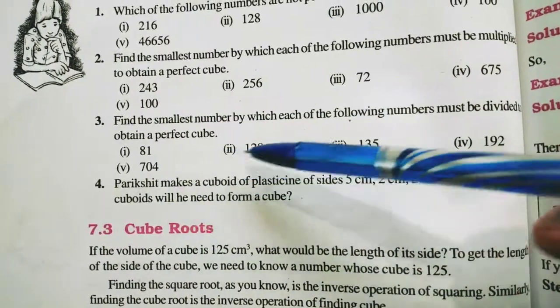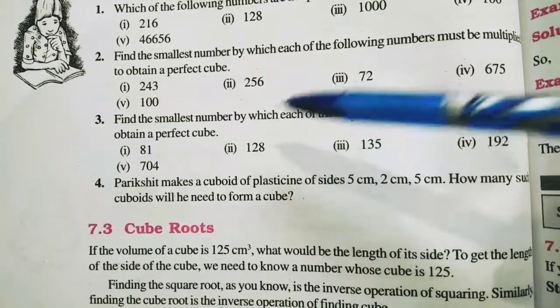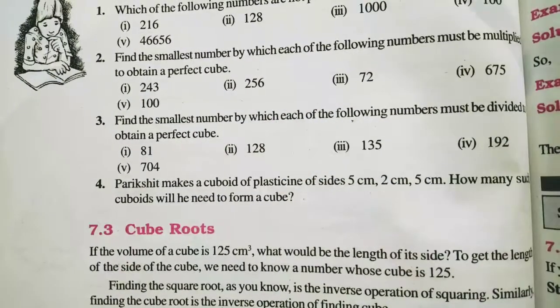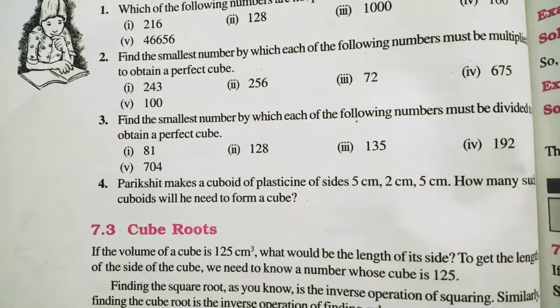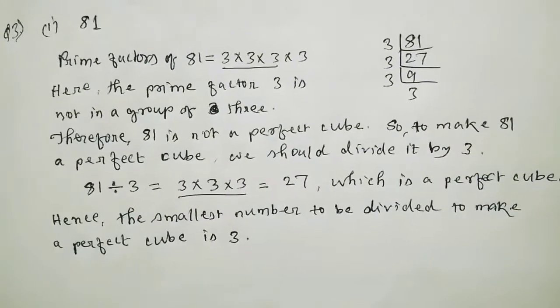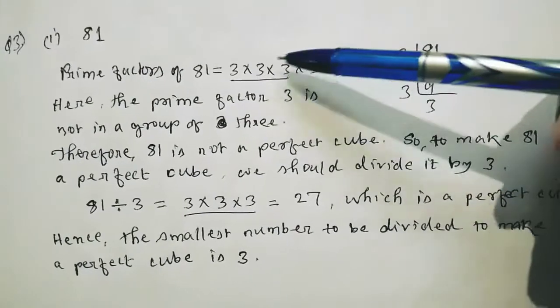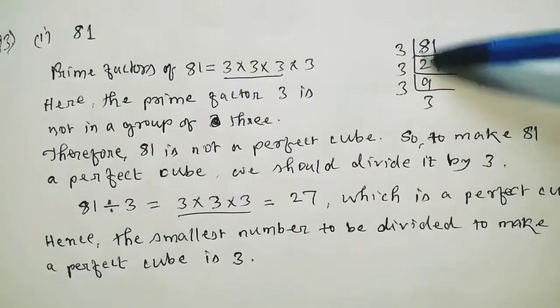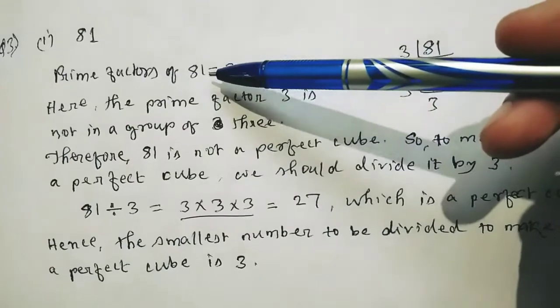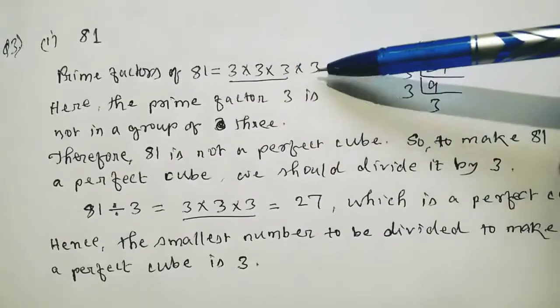That means these numbers are not perfect cubes. You have to find which number to divide by to make it a perfect cube. Okay, so let us do it. Now students, here you can see question number 3, part 1, 81. So here first of all you have to find the prime factors of 81. The prime factors of 81 are 3 into 3 into 3 into 3.